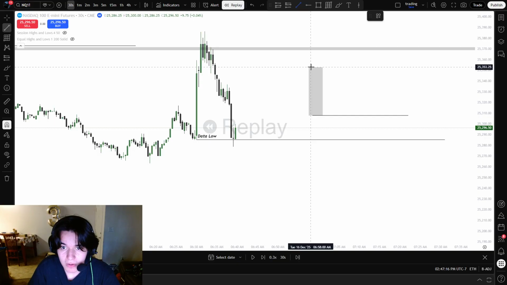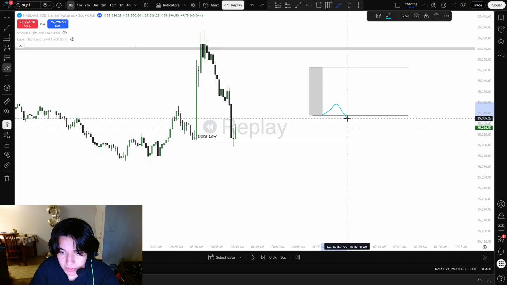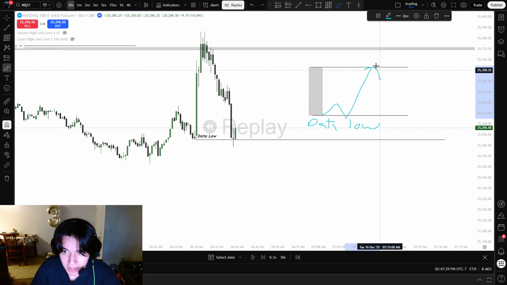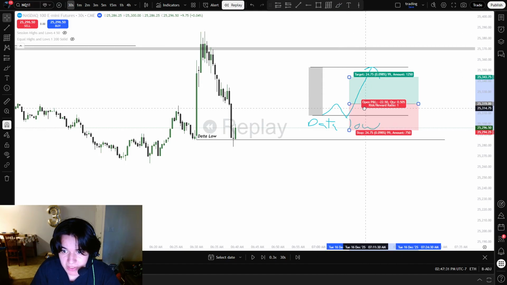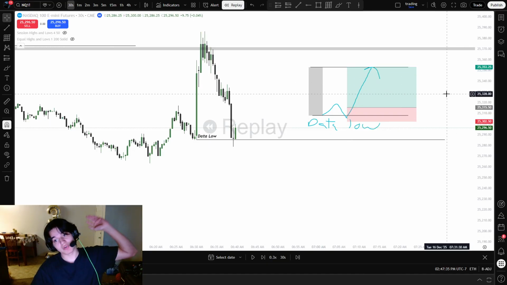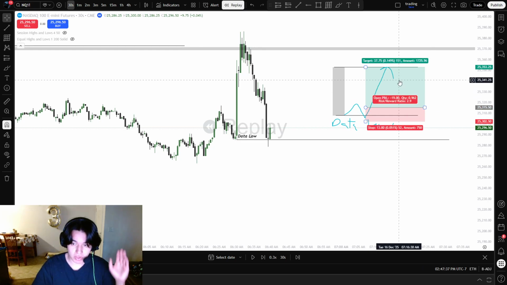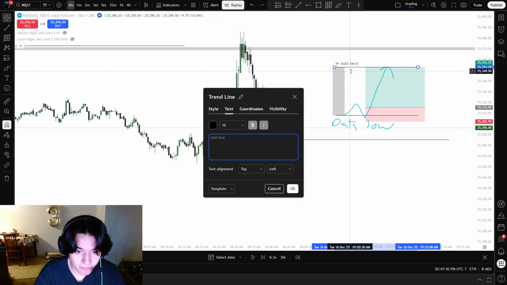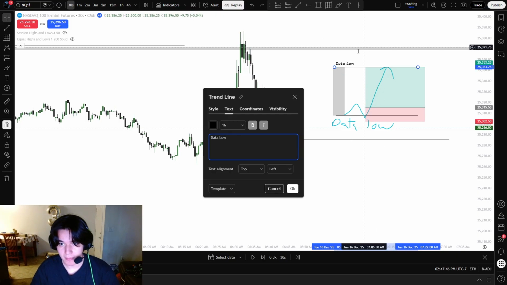But if the data low gets taken first, then we'll target the data high. So we would be placing our trade somewhere around the data low if we find our entry. We need to find the entry first, because that's important. If there's no entry, then there's no trade. Keep that in mind.